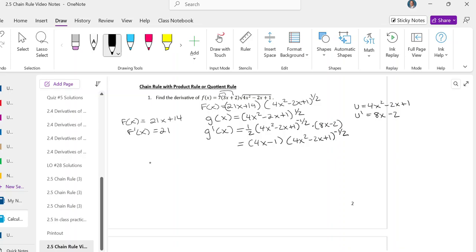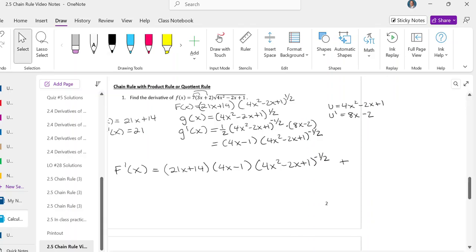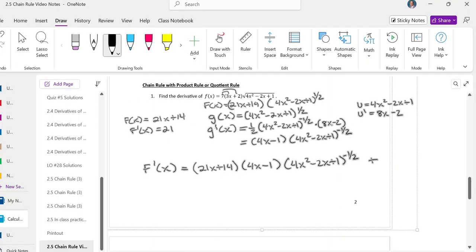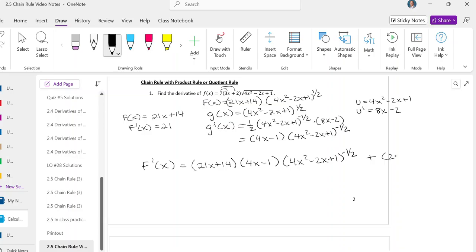So when you do the product rule to find the derivative of the overall function, remember the product rule, you just take f times g prime, so you have 21x plus 14 times 4x minus 1 times 4x squared minus 2x plus 1 to the negative 1/2, plus, and then you go f prime g, so you got plus 21 times 4x squared minus 2x plus 1 to the 1/2 power.